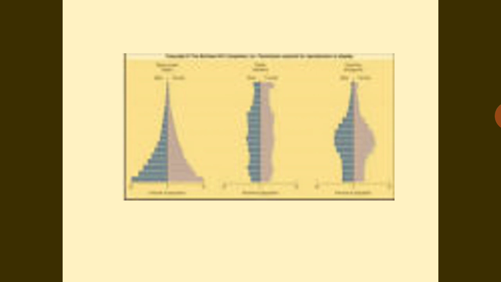Third, in the third diagram you can see the urn shape. It has a small number of pre-reproductive individuals followed by a large number of reproductive individuals. We can say this is declining growth, sometimes a negative growth.